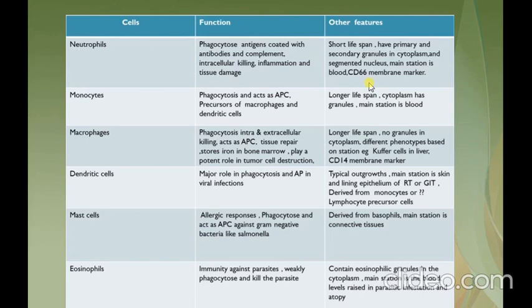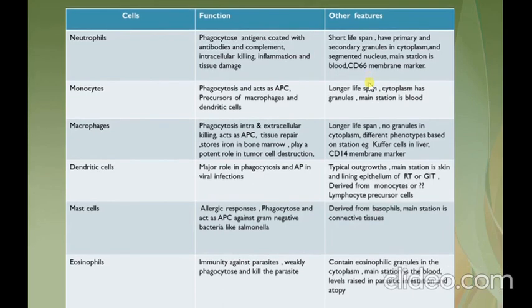Then monocytes also help in phagocytosis, act as APC, antigen presenting cells, and are precursors of macrophages and dendritic cells. Then macrophages also do phagocytosis, intra and extracellular killing, act as APC, help in tissue repair, store iron in bone marrow, and play a potent role in tumor cell destruction. Next are dendritic cells. They play a major role in phagocytosis and APC function in viral infections. Mast cells help in allergic responses. They phagocytose and act as APC against gram-negative bacteria like Salmonella. Then eosinophils provide immunity against parasites. They are weakly phagocytic and kill the parasites.